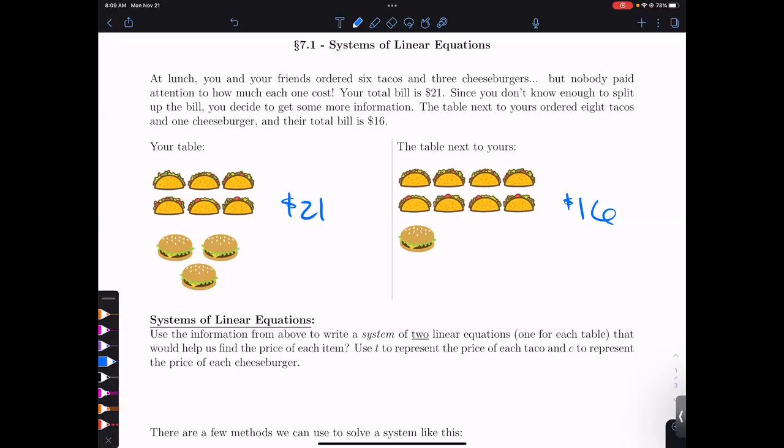We know the total cost from the two things, and we know how many of each thing was purchased, right? All right, so I've been talking about solving equations to find things we don't know, right? Find the unknowns. What are the things that we don't know here?